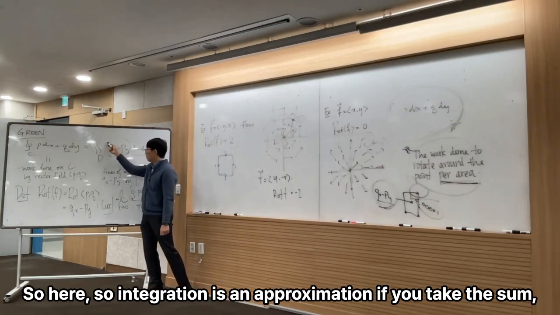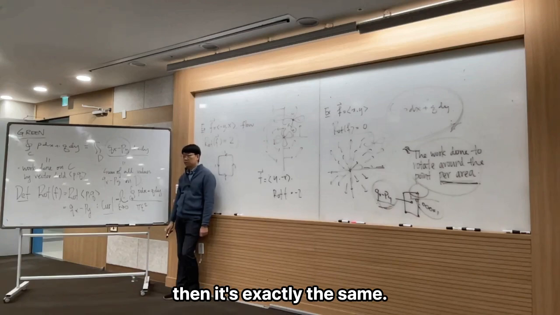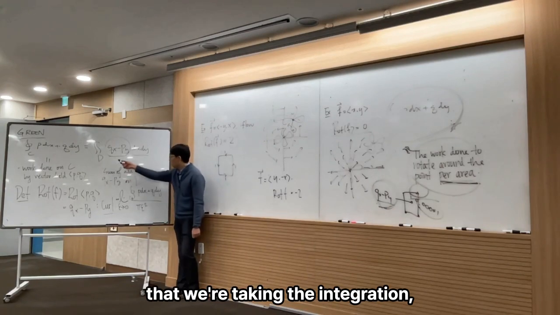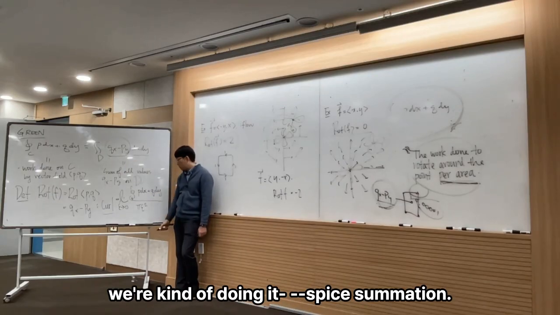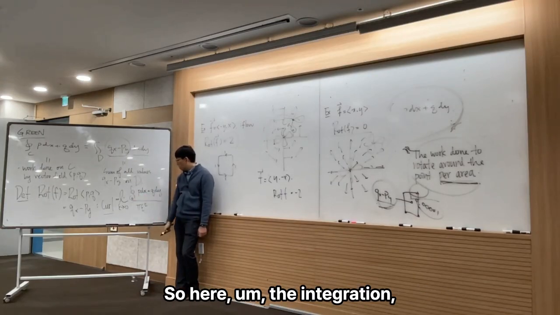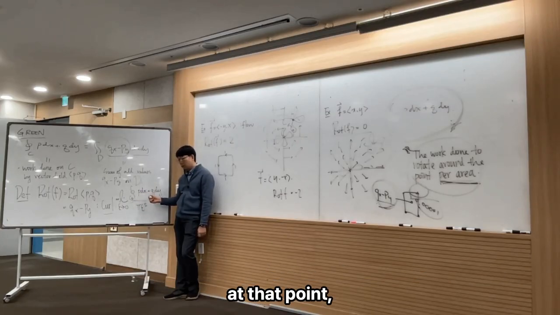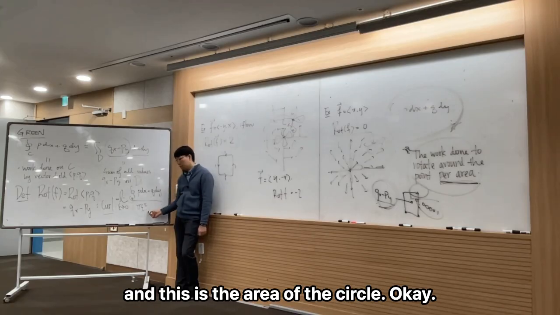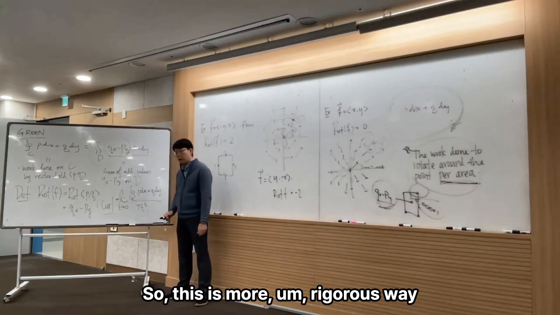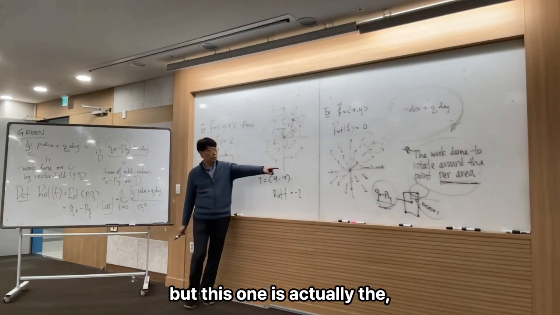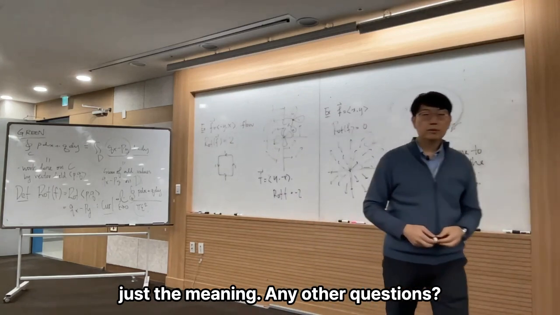Integration is an approximation if you take the sum, but after taking the limit, then it's exactly the same. Taking the limit means that we're taking the real integration, but by taking the ratio, we're kind of doing it by summation. Here, the line integration is done on the circular boundary of radius epsilon at that point. And this is the area of a circle. So this is a more rigorous way of writing the definition by limit, but this one is actually just the meaning. Any other questions?